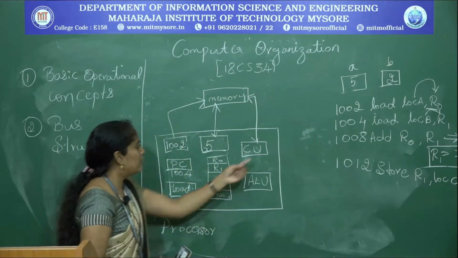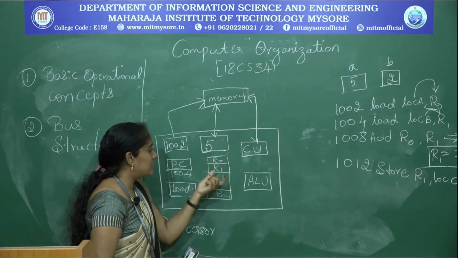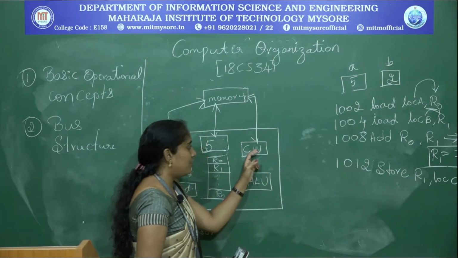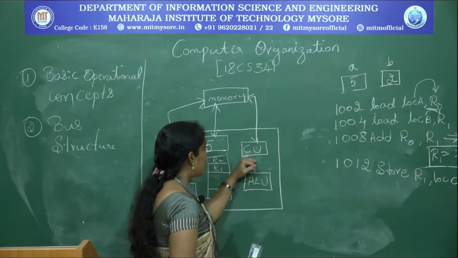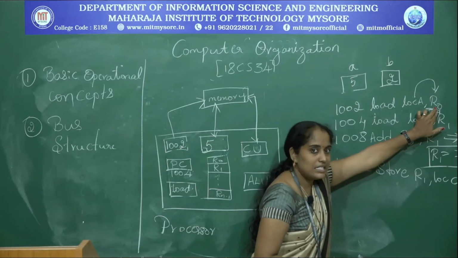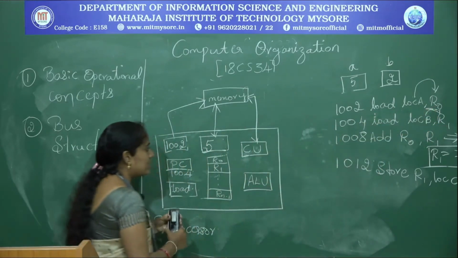Now again CU will check. So this 5 needs a register or ALU? Yes. So for this confusion, again, your CU will check the next word. Which is the next word? It is R0, right? So now R0 is a register.